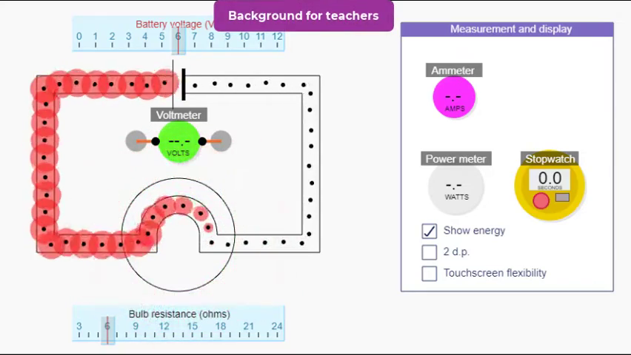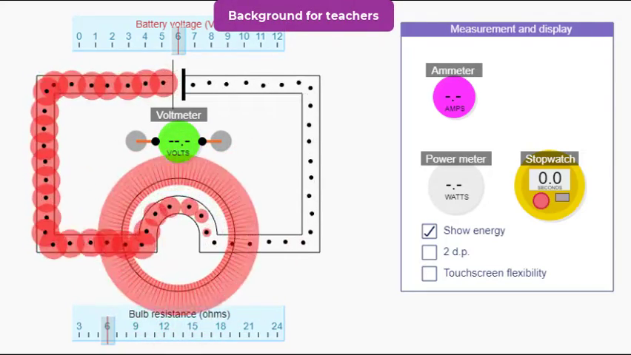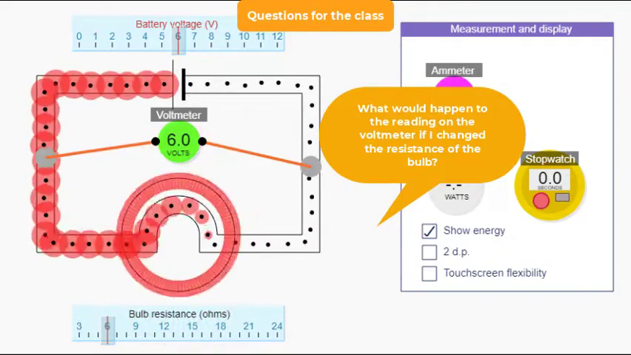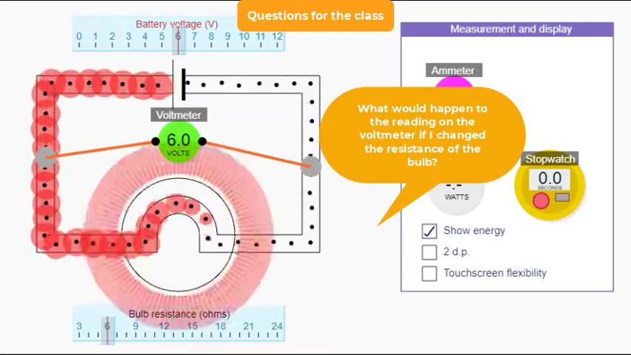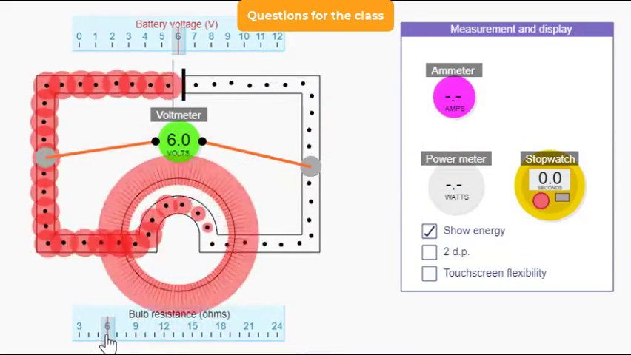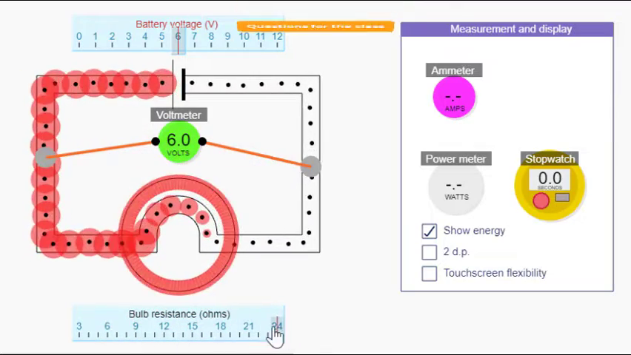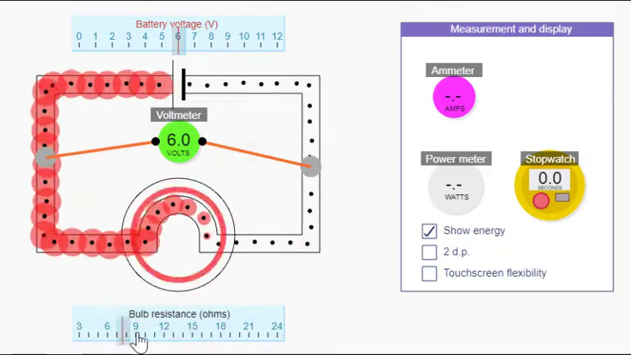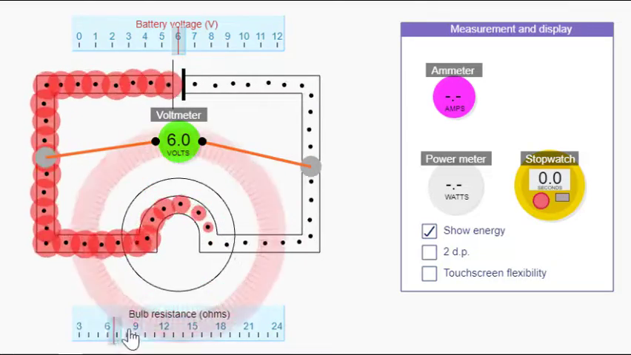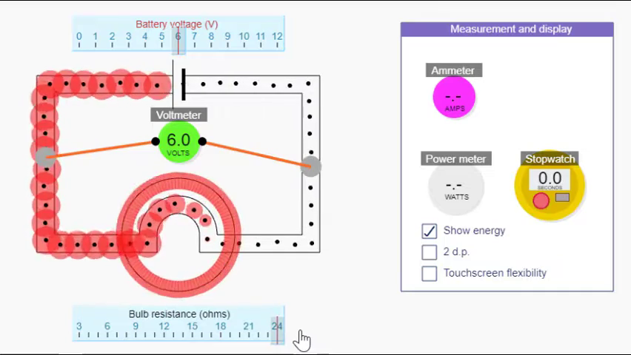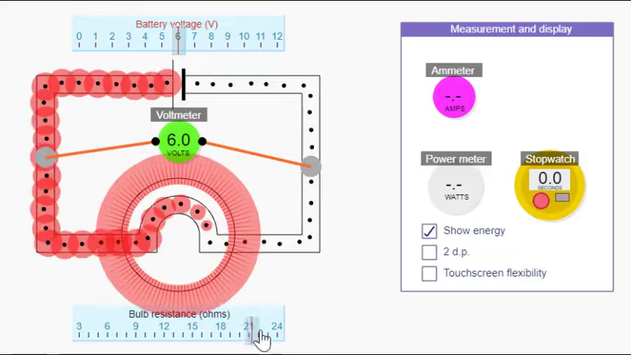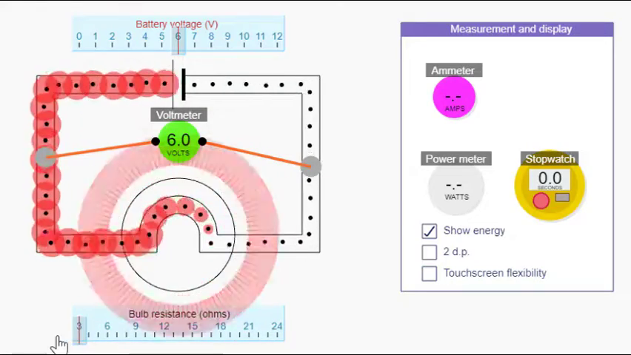It's always worth emphasising how batteries behave when you change the circuit. What would happen to the reading on the voltmeter if I changed the resistance of the bulb? It wouldn't change, because batteries are constant voltage providers. If you change the resistance, it's the current that changes, which you can tell from the speed of the charges. But the pattern of the potentials around the circuit stays the same.